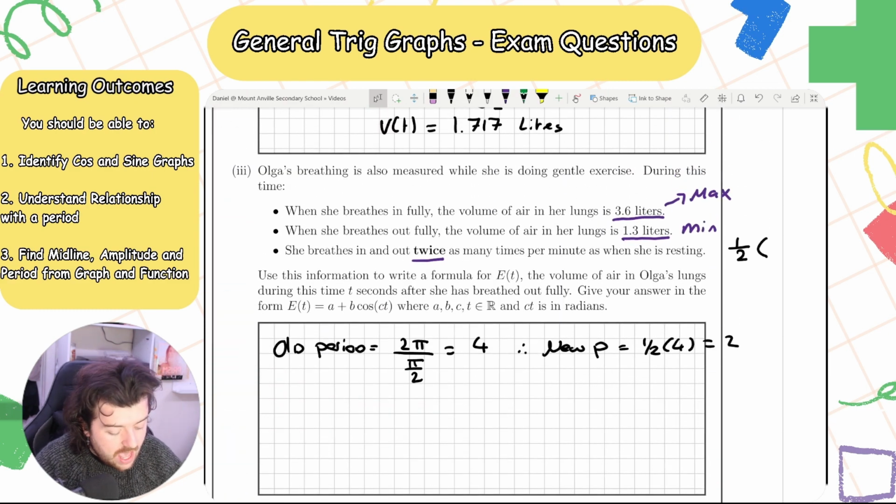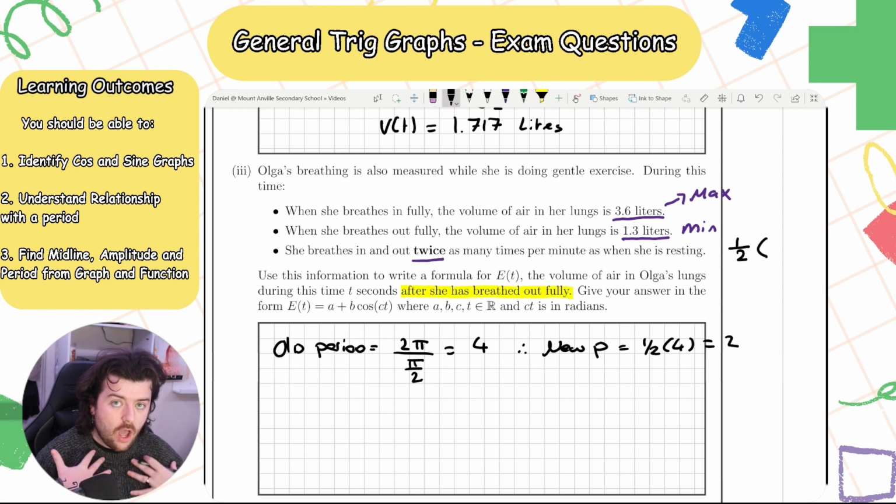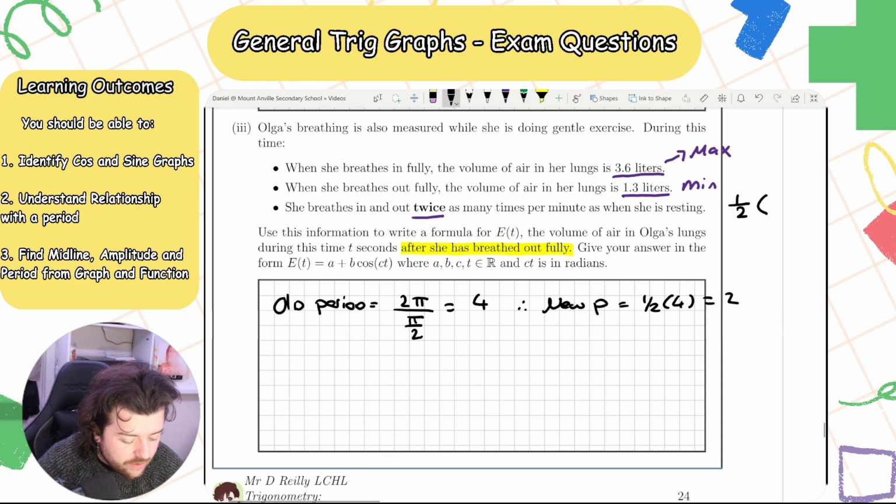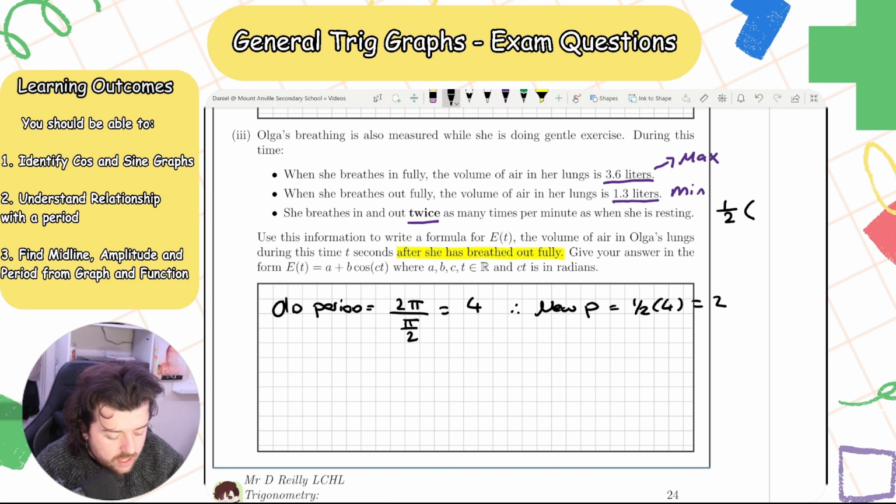So now we need to use this information to write a formula for the volume of air in Olga's lungs during the time after she has breathed out fully. So after she's breathed out fully, we are measuring from her minimum. So there's my maximum, there's my minimum.